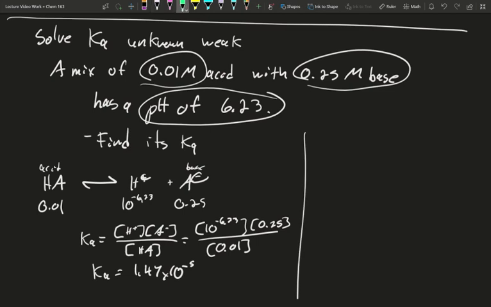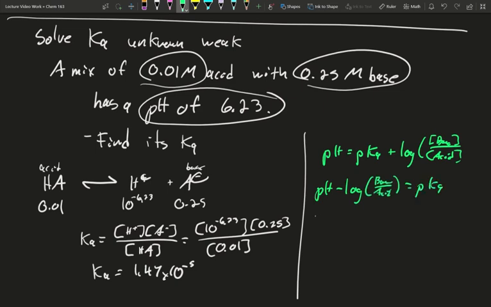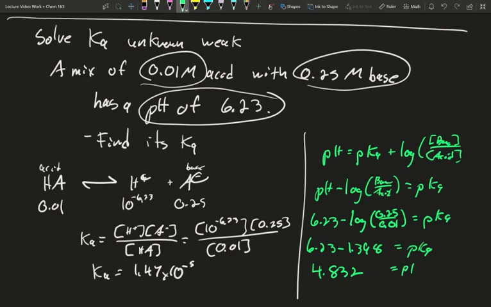Now, if we want to do that via the Henderson-Hasselbalch equation, our pH is equal to our pKa plus the log of my base concentration over my acid. So we could rearrange a little bit. I can find that my pH minus the log of that ratio must equal my pKa. So 6.23 minus the log of 0.25 over 0.01 must equal my pKa. 6.23 minus 1.398 must equal my pKa. So 4.832 must equal my pKa.